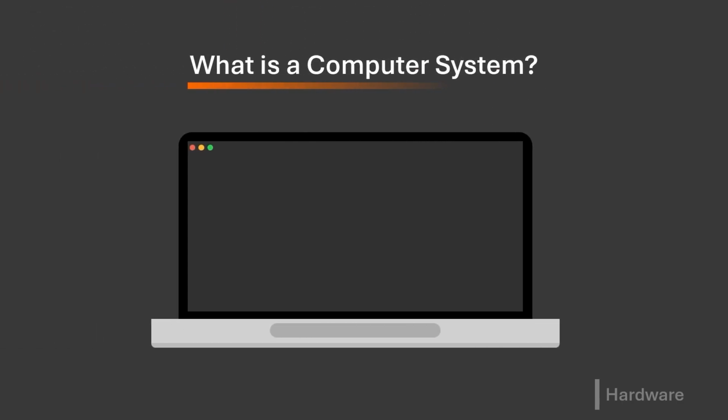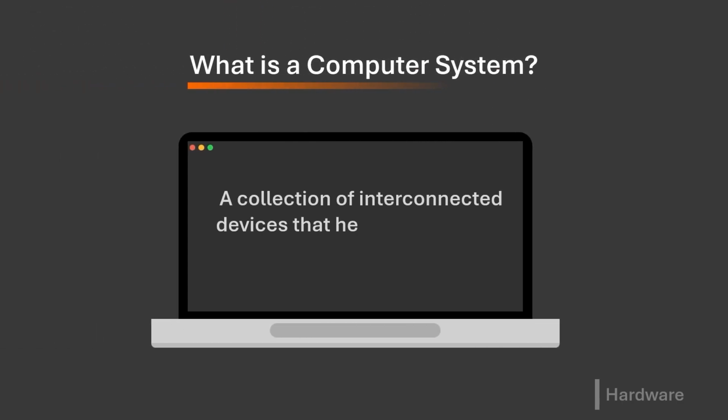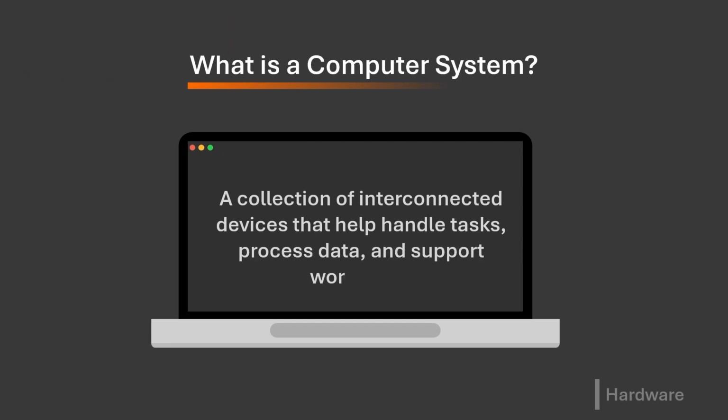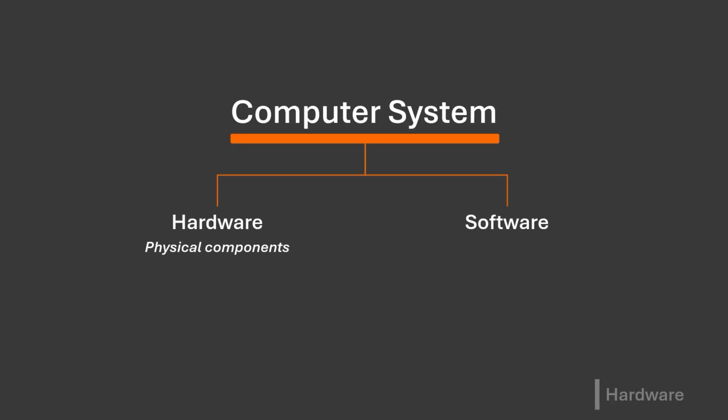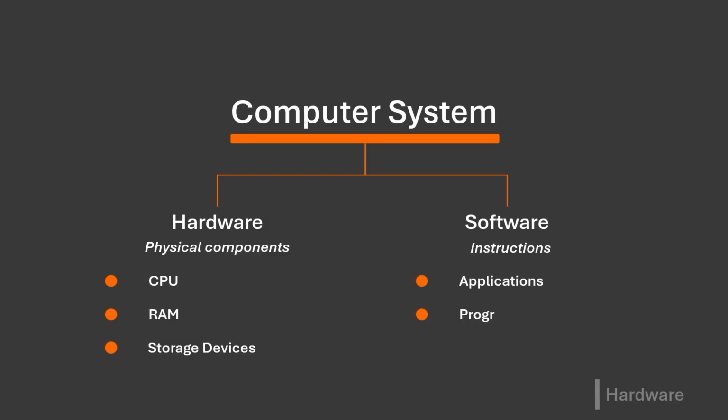A computer system is a collection of interconnected devices that help handle tasks, process data, and support workflows. It is made up of two key parts: hardware and software. Hardware refers to the physical components of a computer, like the CPU, RAM, and storage devices. Software provides the instructions that tell the hardware what to do, such as running applications or executing programs.